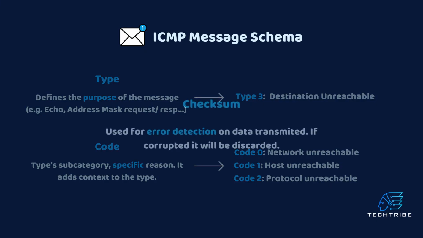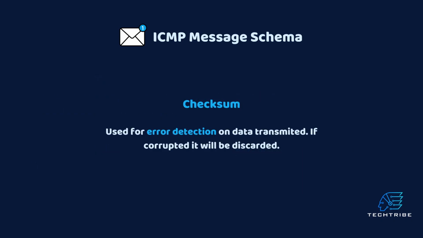The checksum is a small piece of data used for error detection. When a device receives an ICMP message, the protocol recalculates this value to check if the data got corrupted. Unlike the TCP checksum, in ICMP it's used only for error detection, not for error correction. So if the data is somehow corrupted, it will be discarded.